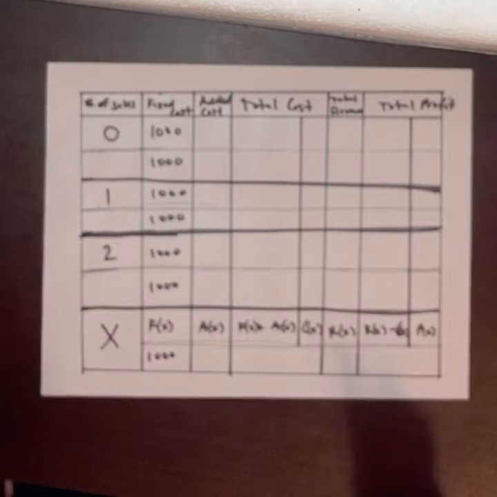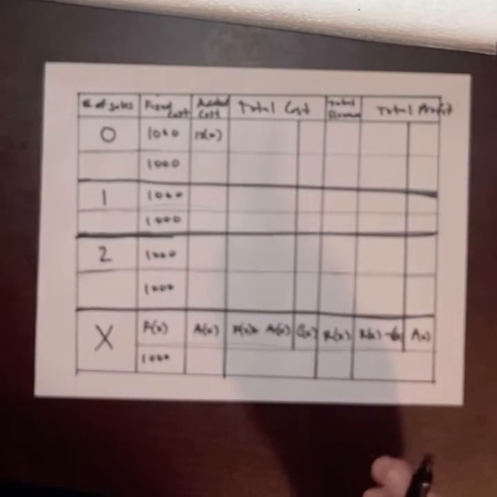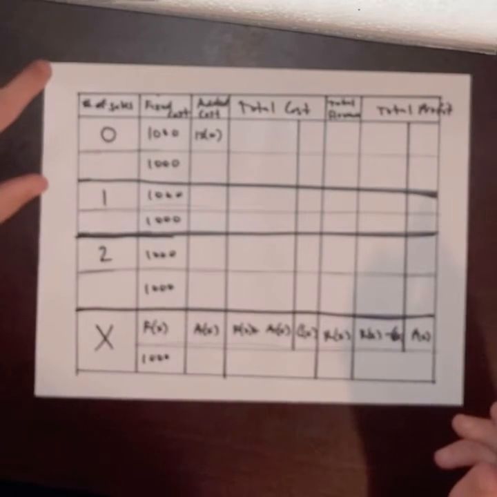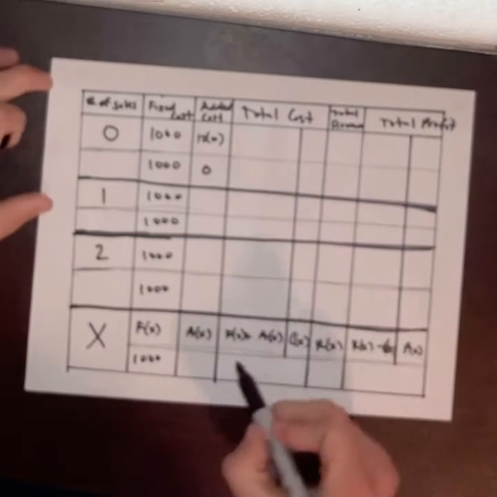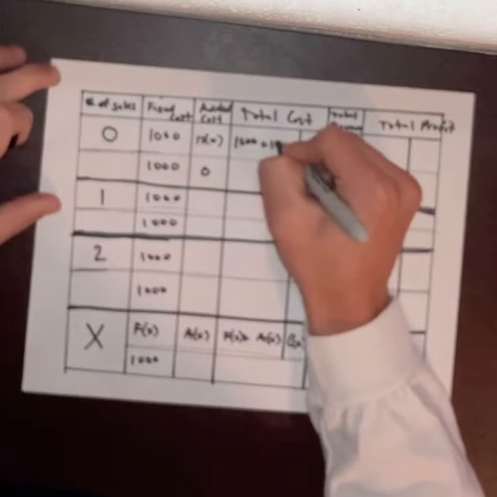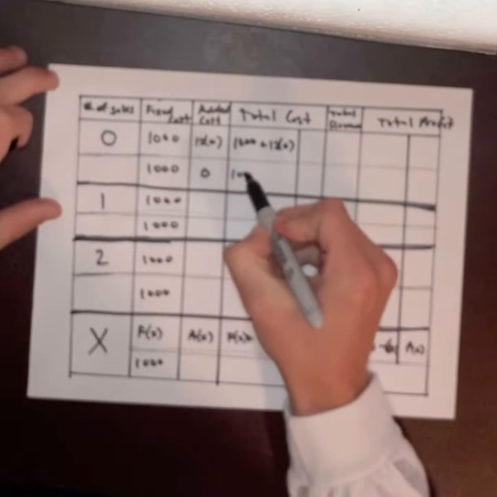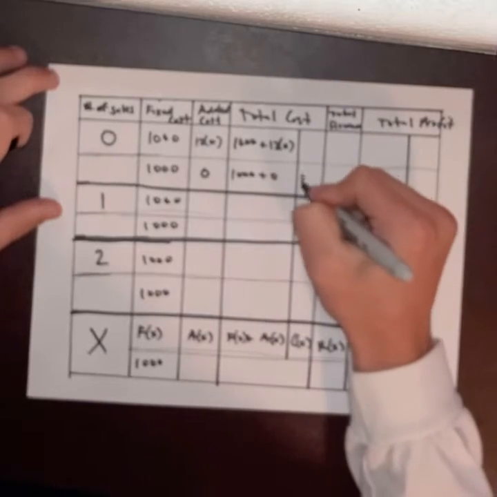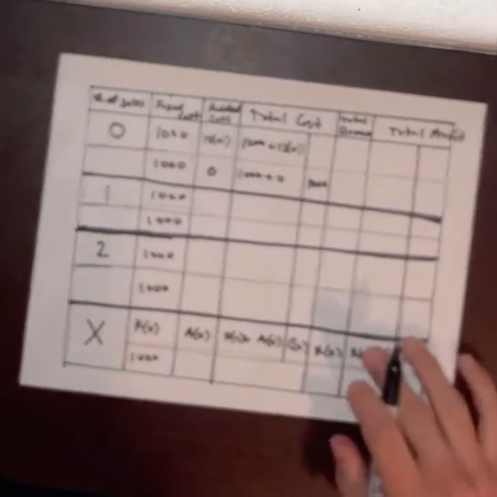And then the added cost is going to be $12 to make each t-shirt. So it's going to be 12 of 0 because I didn't make any sales yet, and that simplifies to 0. And then the total cost is going to be f of x plus a of x, so it's going to be 1,000 plus 12 of 0. And that simplifies to 1,000 plus 0, which is 1,000. So my total cost is still $1,000.